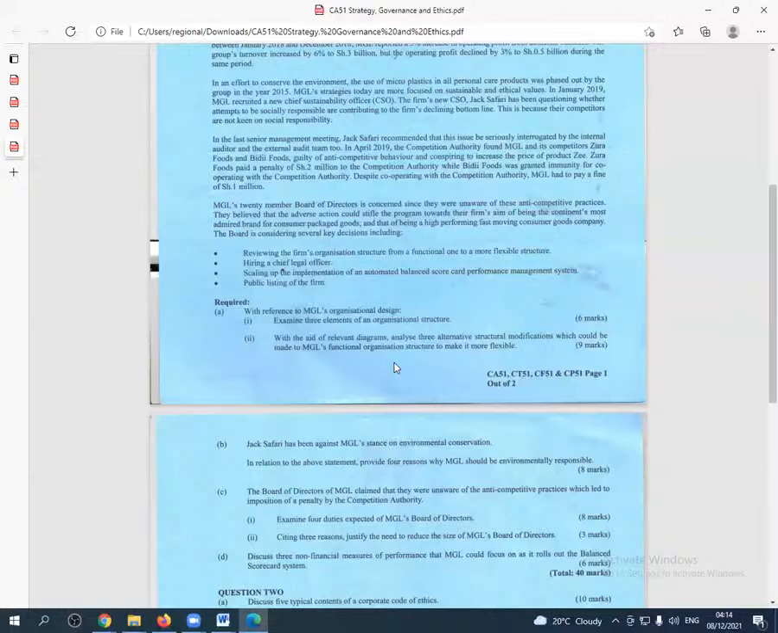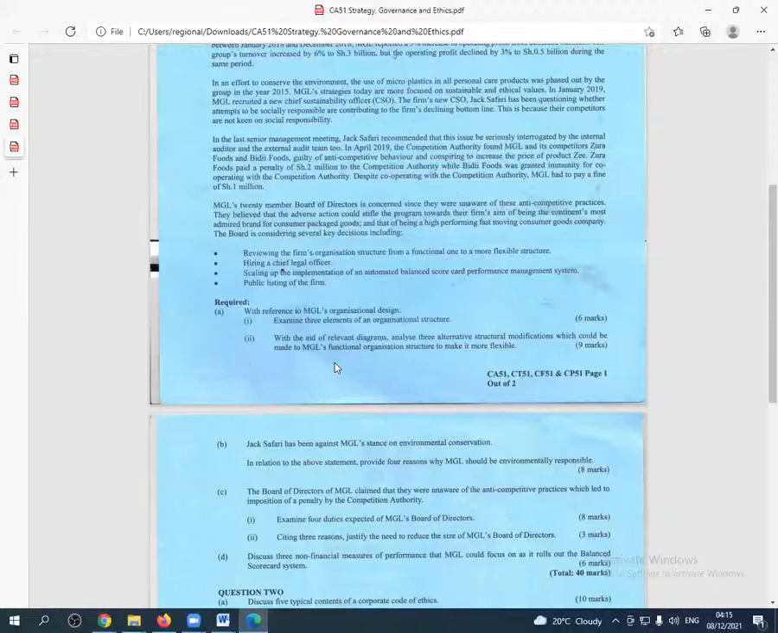I'm looking at number 2. With the aid of relevant diagrams, analyze 3 alternative structural modifications which could be made to MGL, to Mamba's functional organizational structure, to make it what here? To make it more flexible. Currently, it's a functional structure. How do we make it more flexible and more, in this case here, effective? Not a problem. That one will be able to crash it down very well.